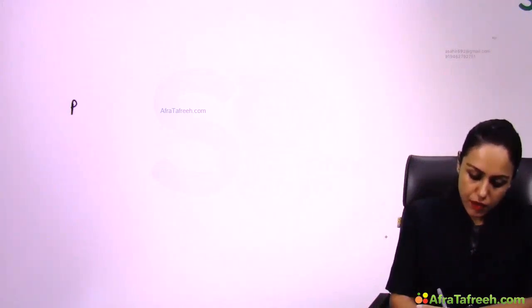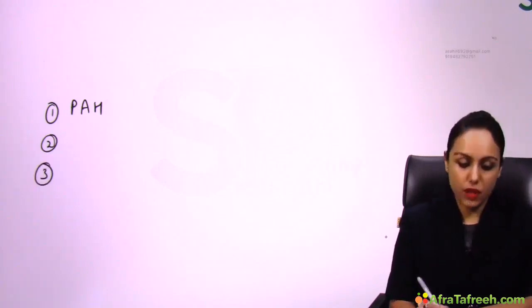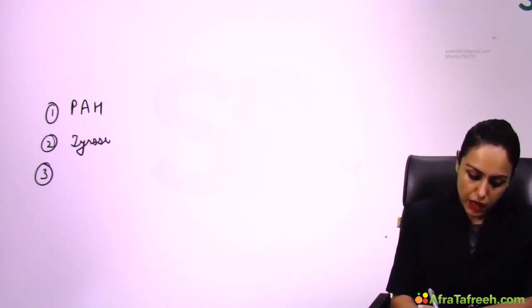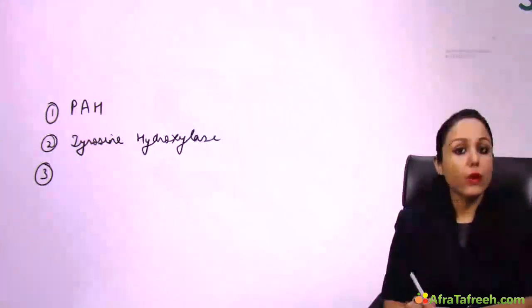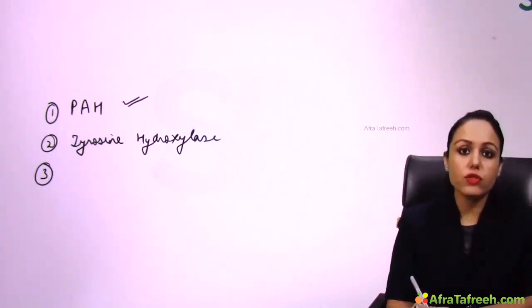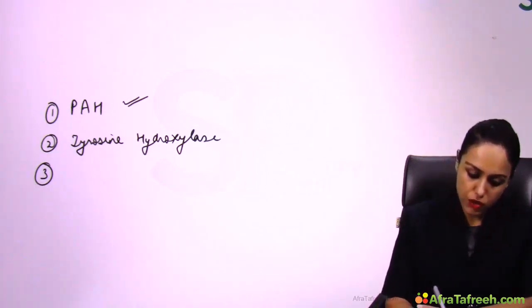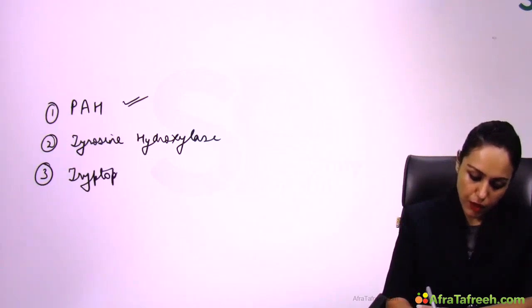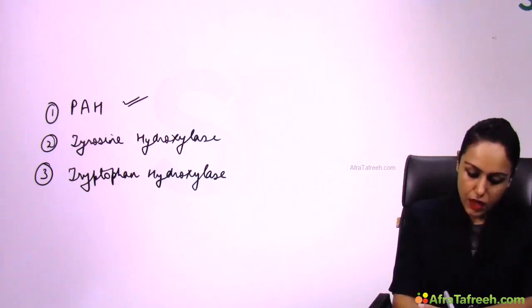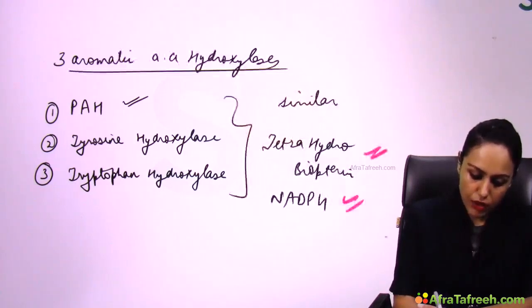So we have done this enzyme phenylalanine hydroxylase. There are two more aromatic amino acid hydroxylases. Another aromatic amino acid is tyrosine, so it is tyrosine hydroxylase. One more aromatic amino acid, tryptophan, and the enzyme is tryptophan hydroxylase. These are three aromatic amino acid hydroxylases and they are similar.